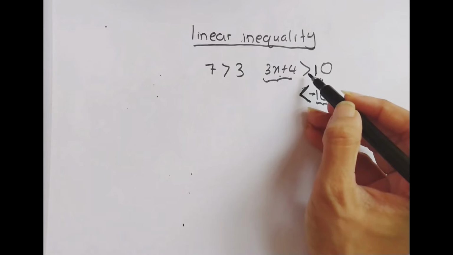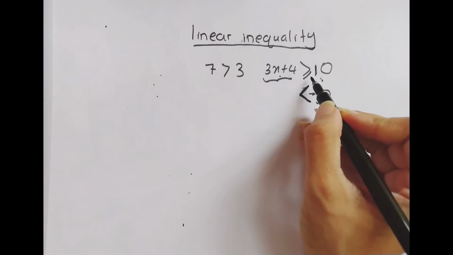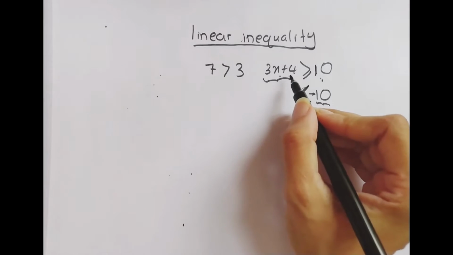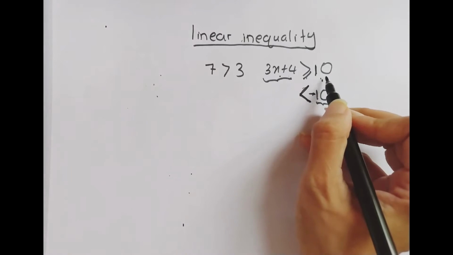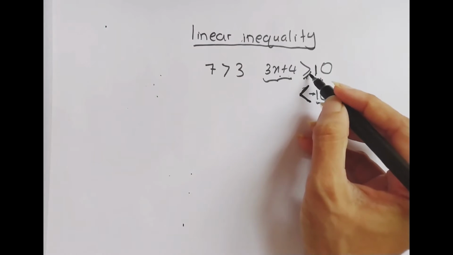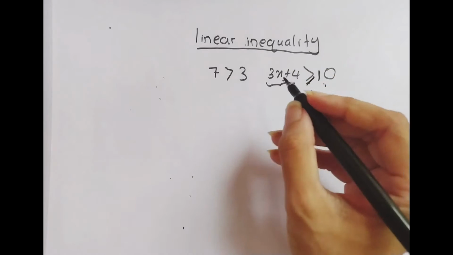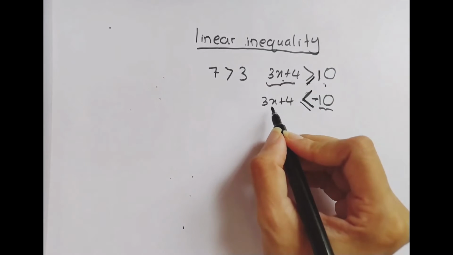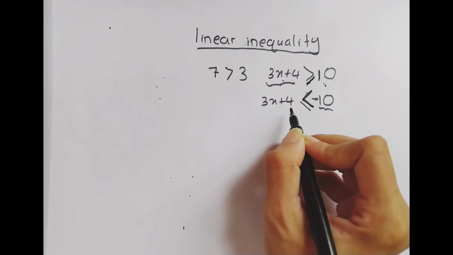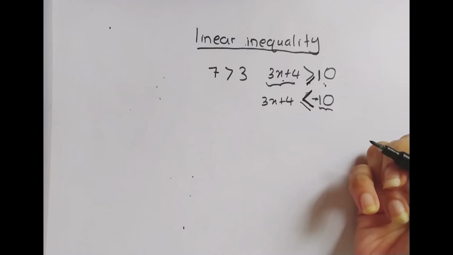And sometimes we see that there is a line like this. This means 3x plus 4 is greater than or equal to 10. So you can say that only if there is a line like this. Similarly for this also, I'll write here 3x plus 4. So this means 3x plus 4 is less than or equal to 10.